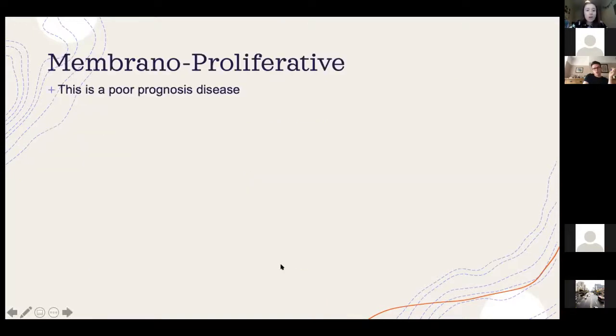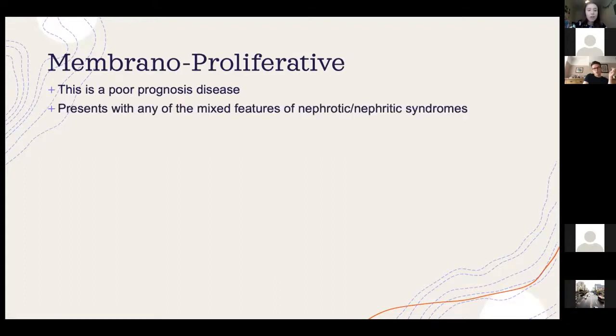Membrano-proliferative. So this is quite a poor prognosis disease again, unfortunately. It can basically present with any of the mixed features of nephrotic and nephritic. So it's very, very variable in its presentation. It can have a mixture of hypertension with edema or hypoalbuminemia. So it's not necessarily as clear cut as some of the others.